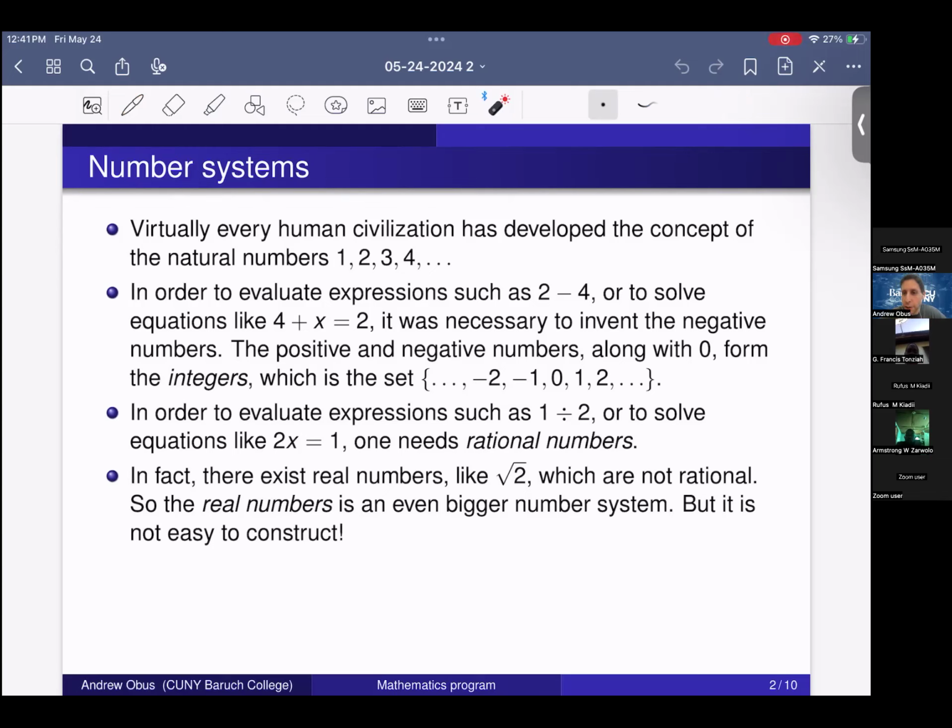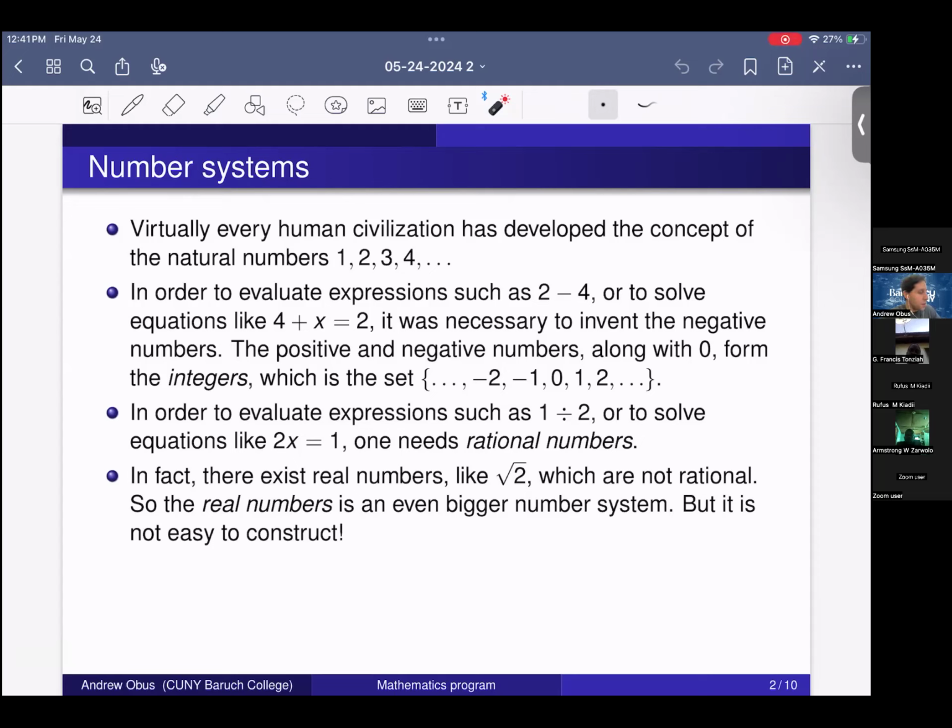Yes, Rufus, question? In order to evaluate expressions such as 2 minus 4 or to solve equations. Okay, so let me admit everybody here.